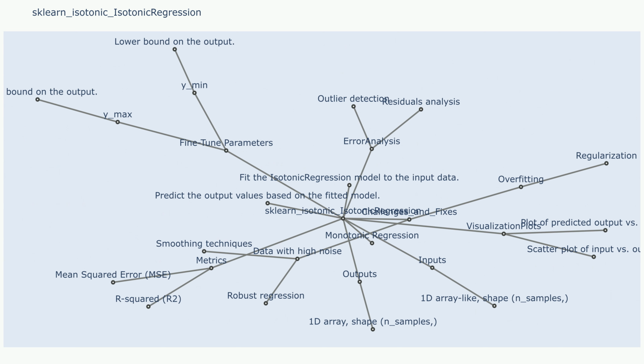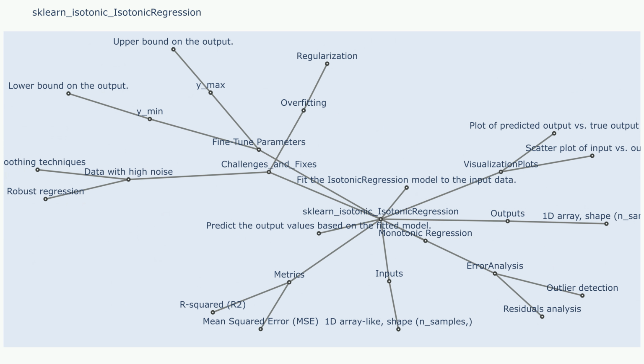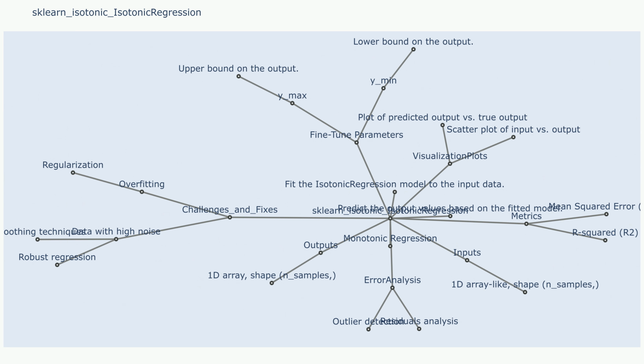Metrics: R-squared, a measure of how well the model fits the data. It ranges from 0 to 1, with 1 indicating a perfect fit. Mean squared error, MSE, a measure of the average squared difference between the predicted values and the actual values. Visualization plots: Scatter plot, a scatter plot of the input values against the predicted target values. This plot can help visualize the monotonicity of the fitted relationship.